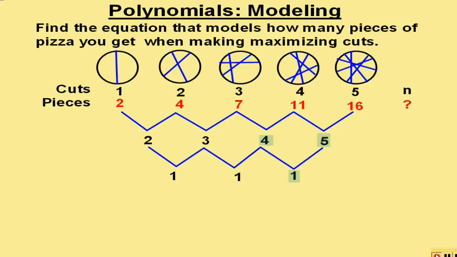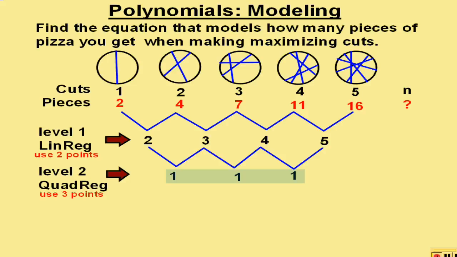Starting with the 5 and the 4 and subtracting, we get 1. And continuing, we can now see that all the numbers are 1s, or the same. That tells us that it is a second degree polynomial because it is of level 2 that they are the same. When it is a level 2, we use the quadratic regression on our calculator, and we must use 3 points, 1 point above the level that we have. So we will use the first 3 points, 1, 2, 2, 4, and 3, 7.